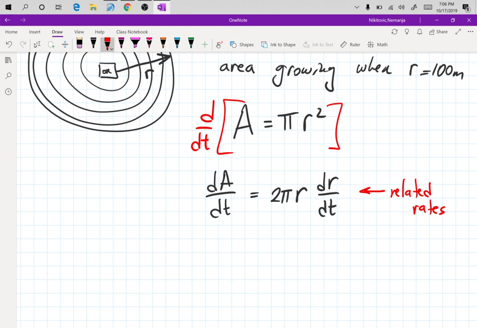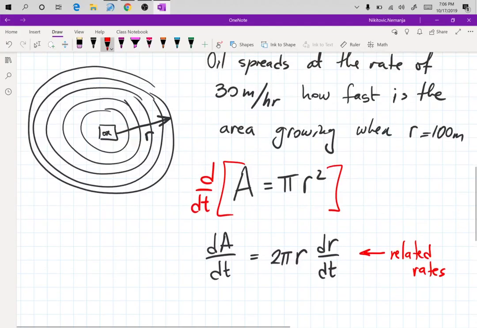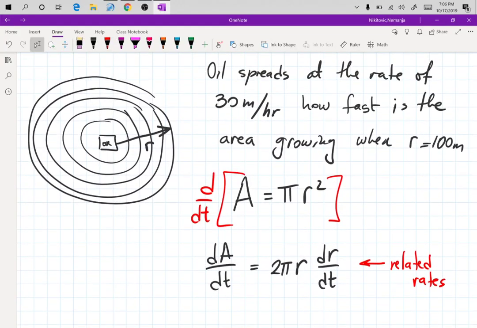Now, you did the geometry, right? So you're done with geometry, you are done with modeling, you have the formula that will compute the problem. Now we need to plug in the numbers. It says oil spreads at the rate of 30 meters per hour. What is that? 30 meters per hour. Yes? It's a rate. Great, I have two rates.